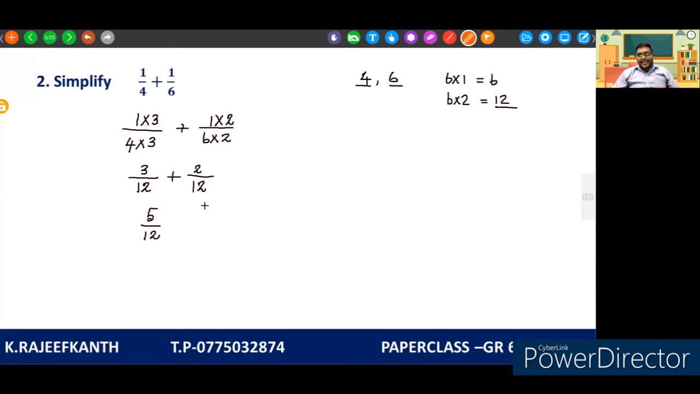So when you are adding or subtracting, you have to consider the denominator, because if the denominators are equal, then directly we can add or subtract. But if the denominators are not equal, then we have to get the common denominator. Then after that, we have to write an equivalent fraction. Then only we can add these two fractions, right? Then question number 3.